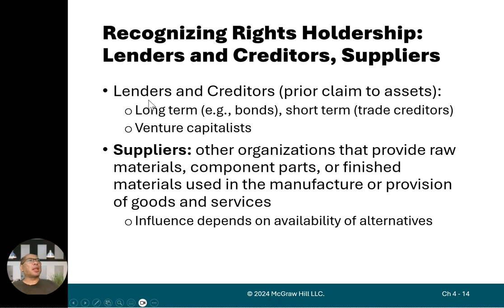How are they? Lenders and creditors have a prior claim to assets, with long-term and short-term bonds. Long-term will be bonds, short-term will be like trade creditors. And then we also have venture capitalists. And then you have the suppliers, other organizations that provide raw materials, components, parts, and finished materials used in manufacturing and the provision of goods and services. Influence depends on the availability of alternatives.